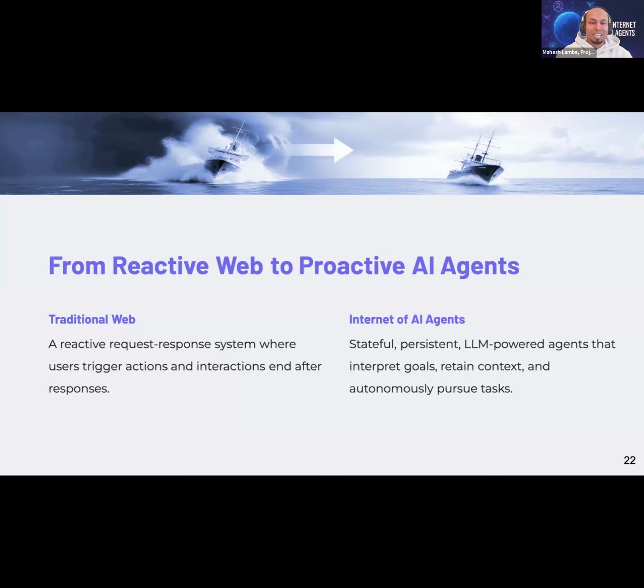So the current web stack was never designed for this. It was built for human-triggered actions, but now the actors are software entities themselves, with autonomy, initiative, and state. That shift in agency changes everything: how we coordinate, how we secure, how we name, and how we govern these digital agents. So the next one, please.